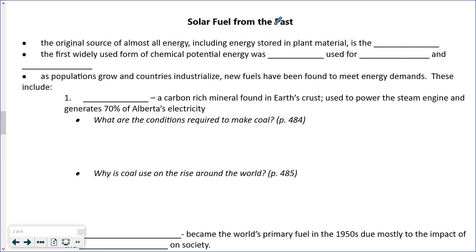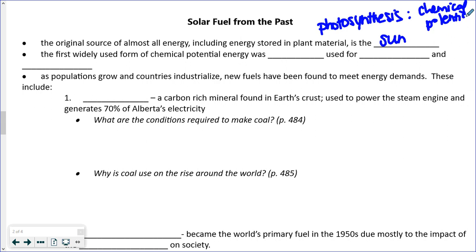Well, I've filled in most of this. So the original source of almost all energy, including energy stored in plant material, is the sun. And again, photosynthesis was forming that chemical potential energy. So the first widely used form of chemical potential energy was actually wood used for cooking and warmth. So burning a pile of logs, you could cook food over it, make it not kill you, and you could warm up.